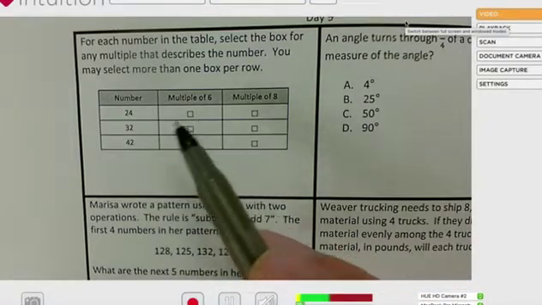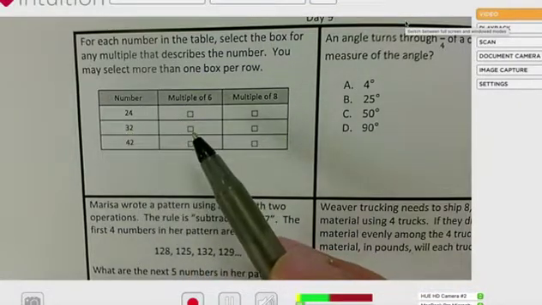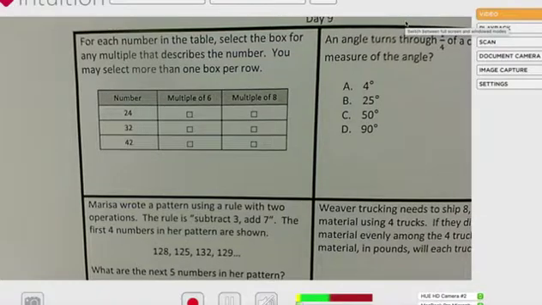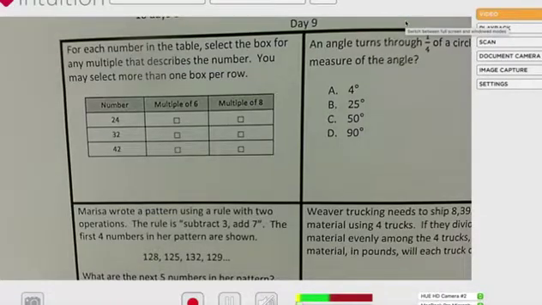So answer those questions. Is 32 a multiple of 6? Yes or no? Is it a multiple of 8? Yes or no? And the same with 42. So you could pause the video right there and check off or not check off what you think it needs to be done.